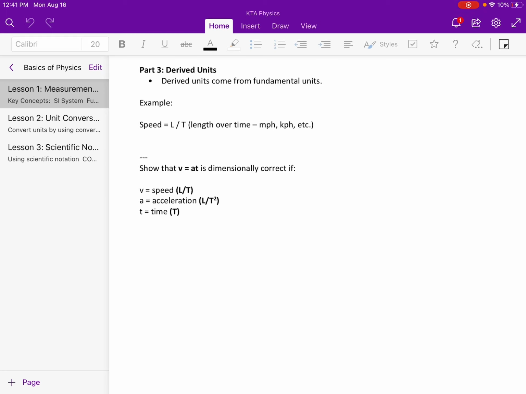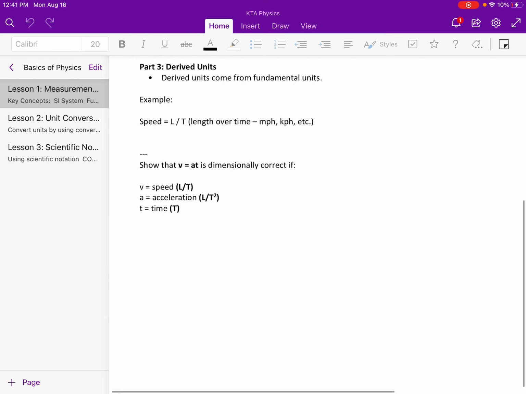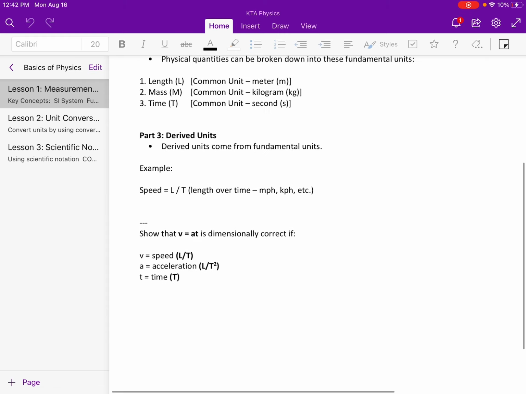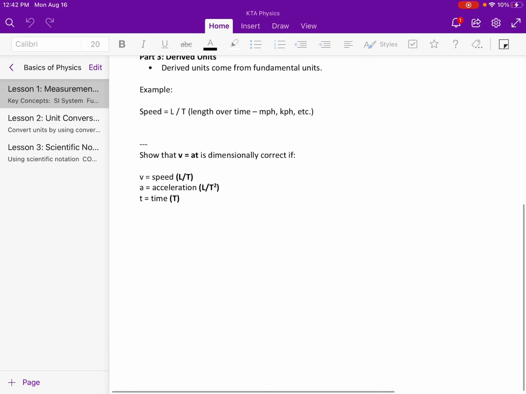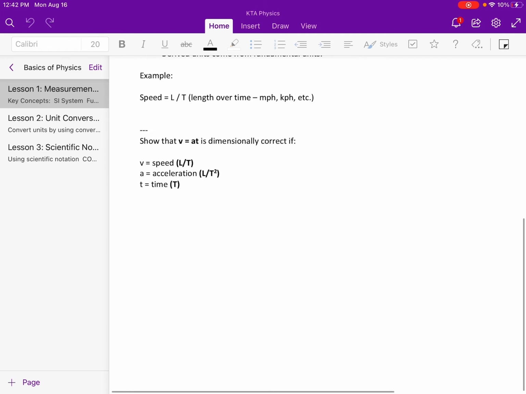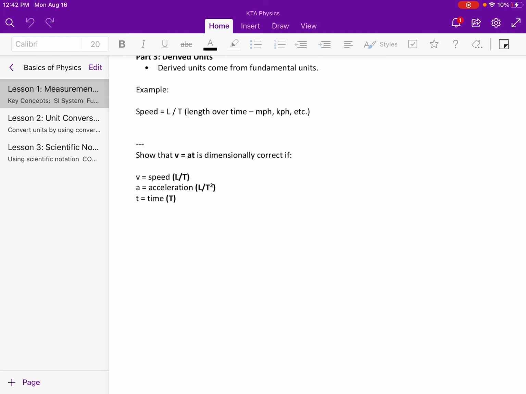Derived units come from the fundamental units. So you can see that speed is not a very specific unit. You can't just say 50 speed. But speed is the derived unit that would equal length over time, because any unit that you can think of that involves speed, which would be miles per hour or kilometers per hour or meters per second, it always is length divided by time, which just means length over time. So that's what that means.